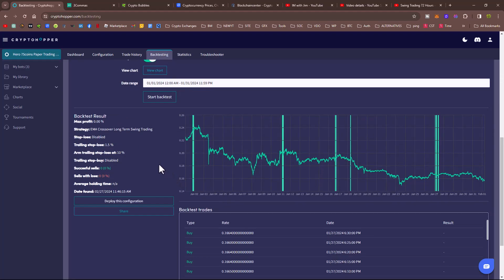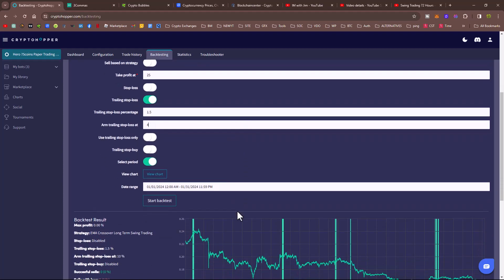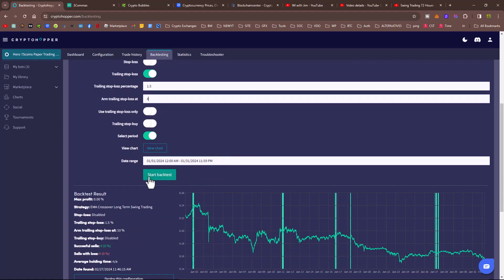Okay guys, that one's finished, and look at that one. Terrible. Absolutely terrible. Why do you think it's terrible, guys? You know what I think? I think we're arming the trailing stop loss too early. Shall we try it with a lower arming point? Alright, let's try 4. Alright. And start the backtest again.